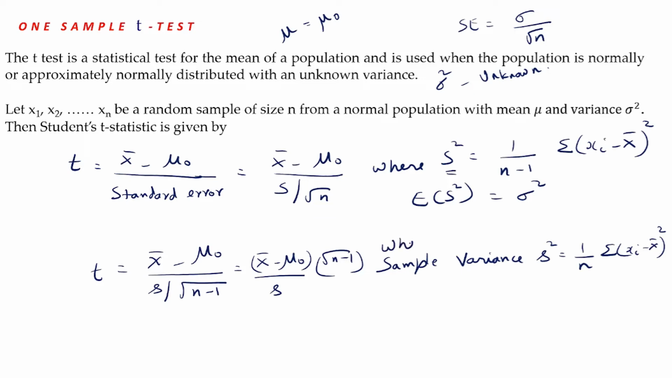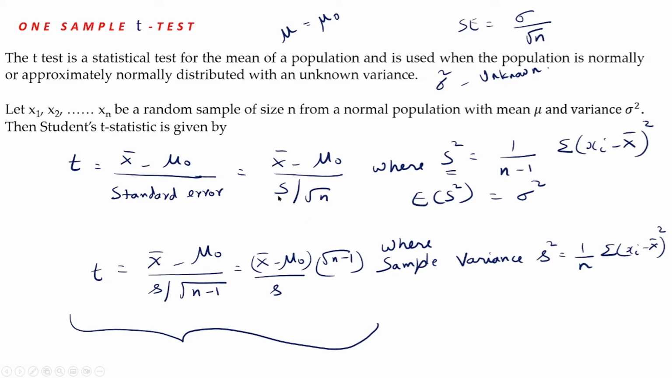Where sample variance s square is given by 1 by n into summation xi minus x bar the whole square. Since there is usually a lot of confusion with this capital S square and small s square, it is better to proceed with this formula itself always. So always let us use this formula alone. Actually both these are correct.